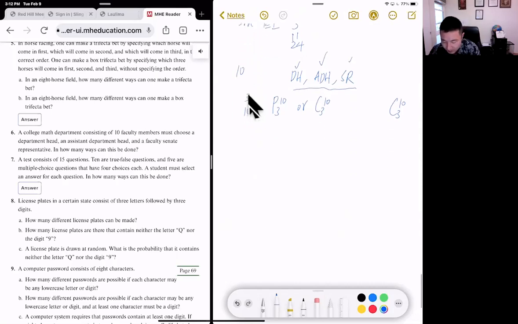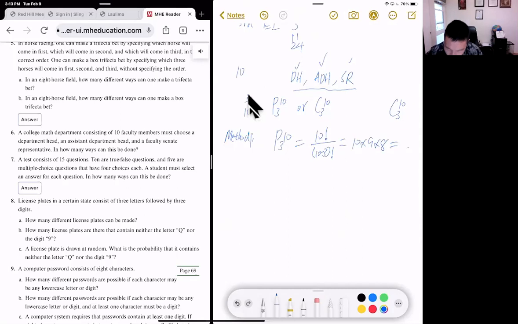There are several ways to solve this problem. First, let's see method number 1. If you know this is a permutation question, then you should directly use P(10,3). That's 10 times 9 times 8. So that's method number 1.